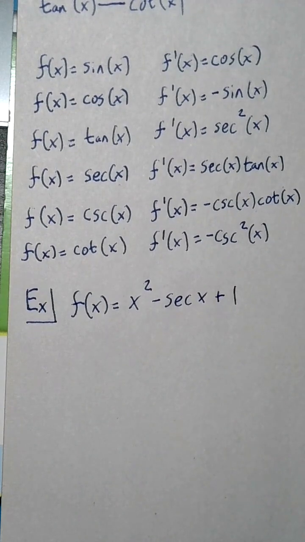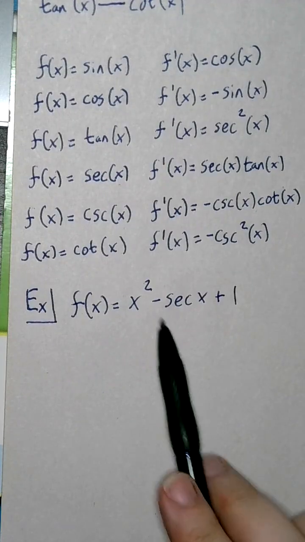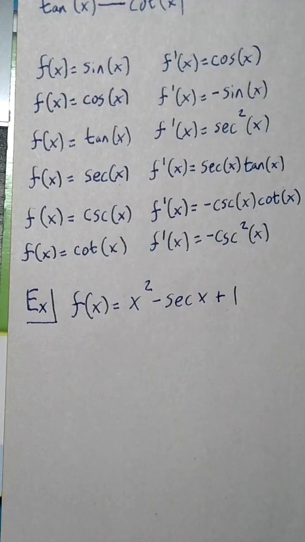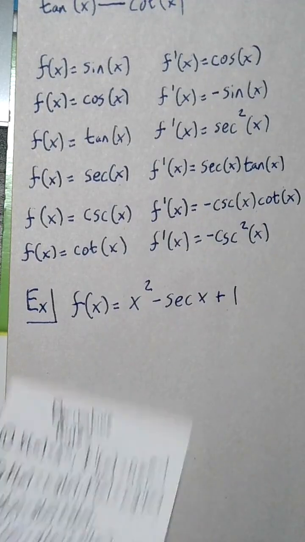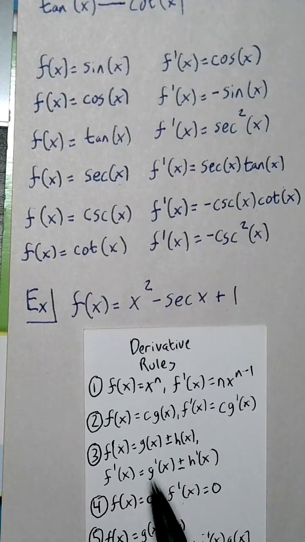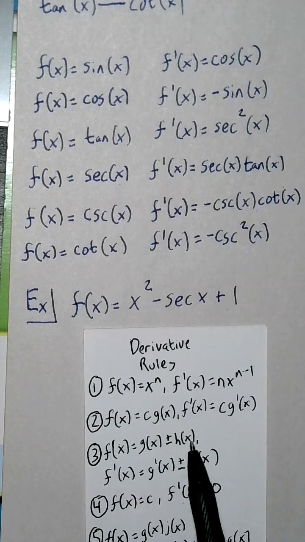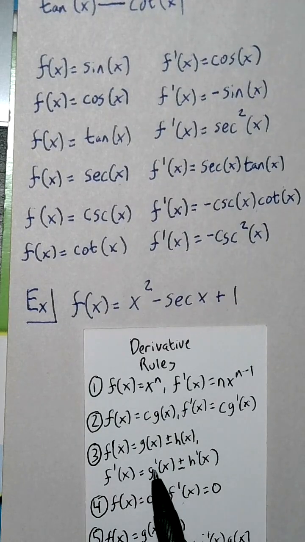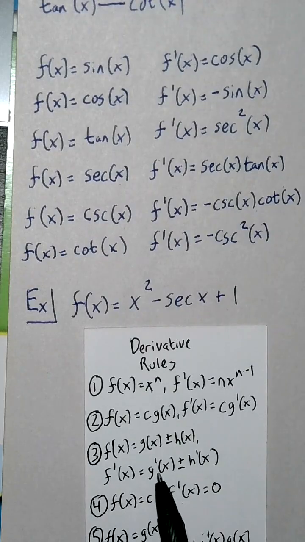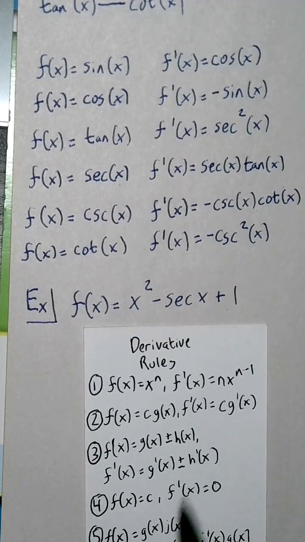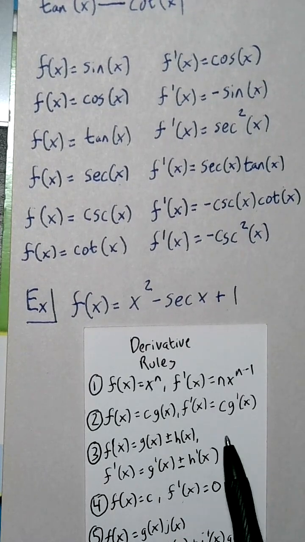So let's start with this as our first example of the evening. Here, I have x squared minus secant x plus 1. Remember what Rule 3 says for derivatives. Rule 3 says if I am taking the sum or difference of two or more functions, its derivative is just each function's derivative individually and then added or subtracted together. And this is true for any number of functions.